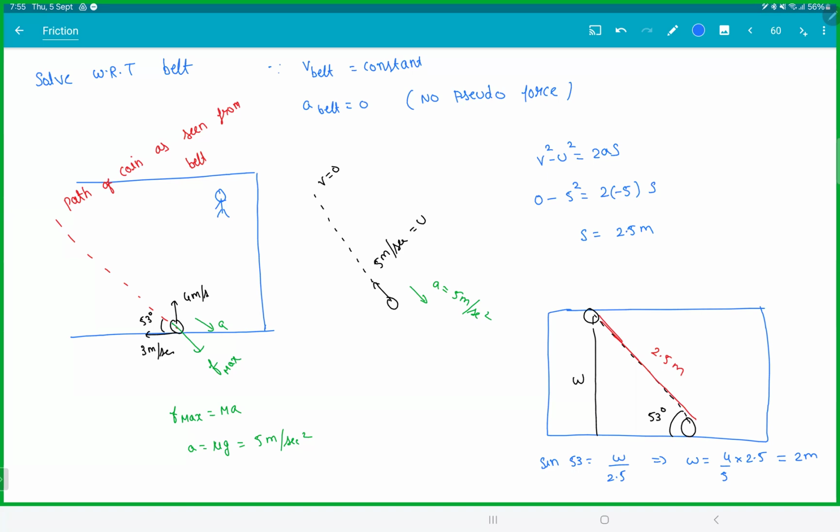Please check where you guys messed up. How did you guys get 1.6? 2-3 people got 1.6. What did you do? But I got 1.5 because I took cos instead of sine. But you got 2.5. Yeah, I got.